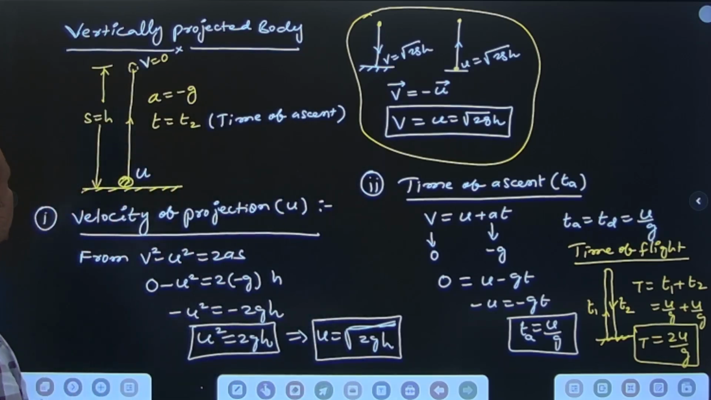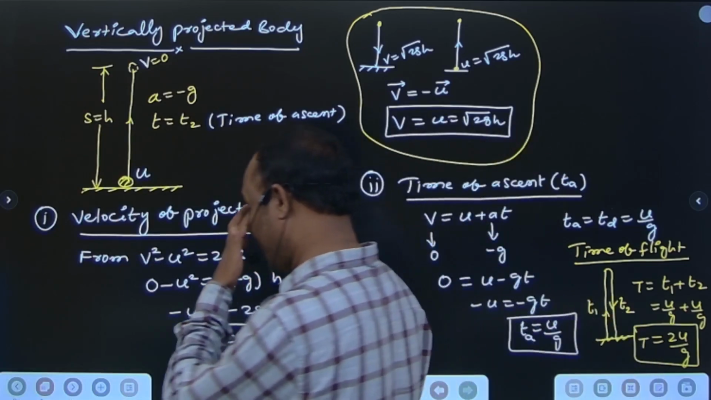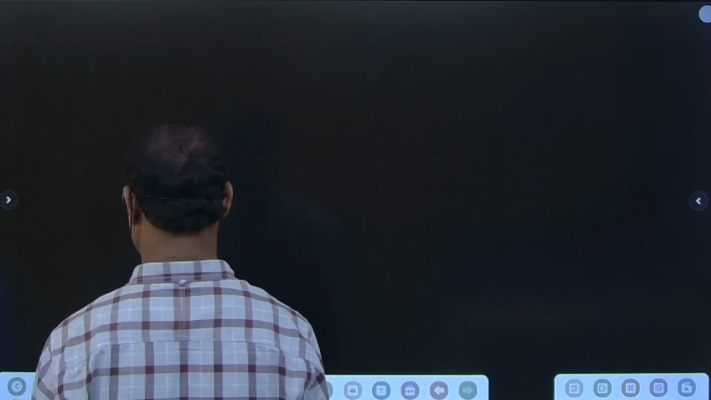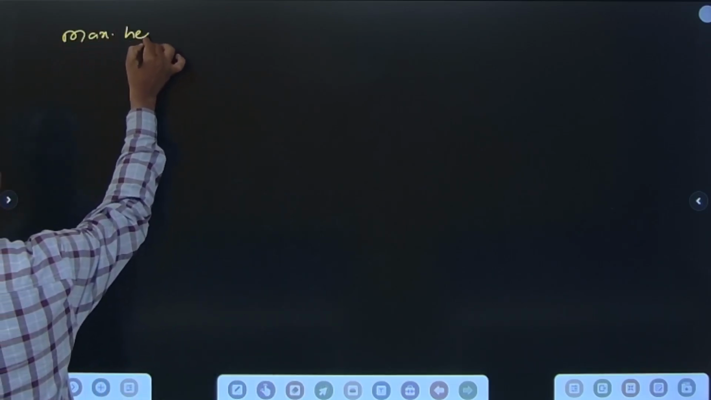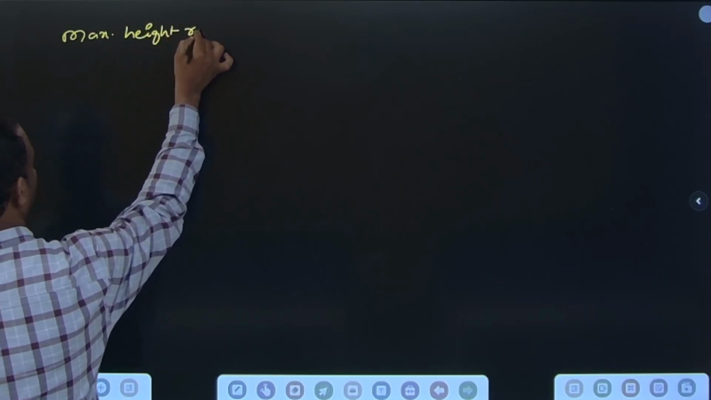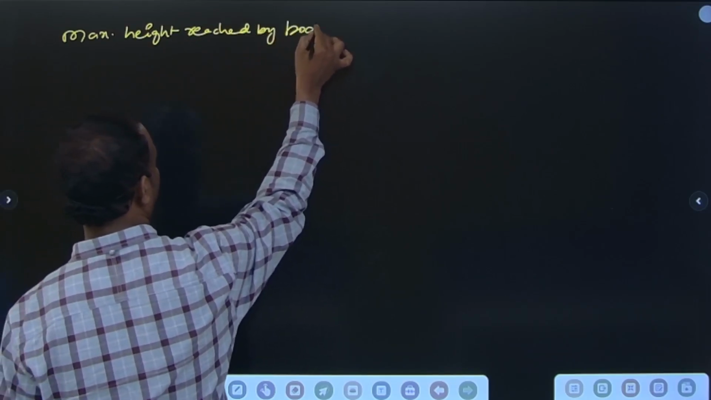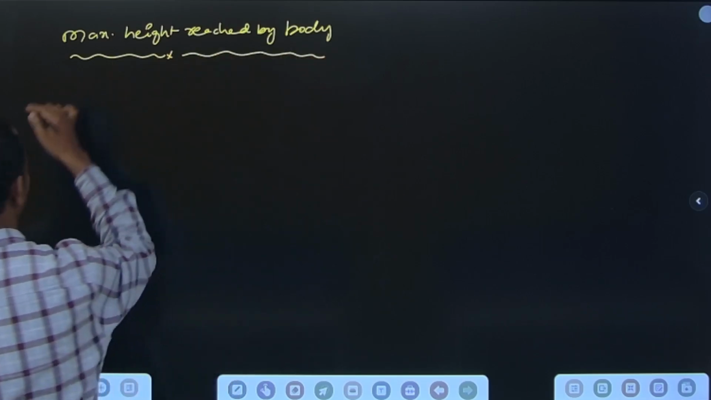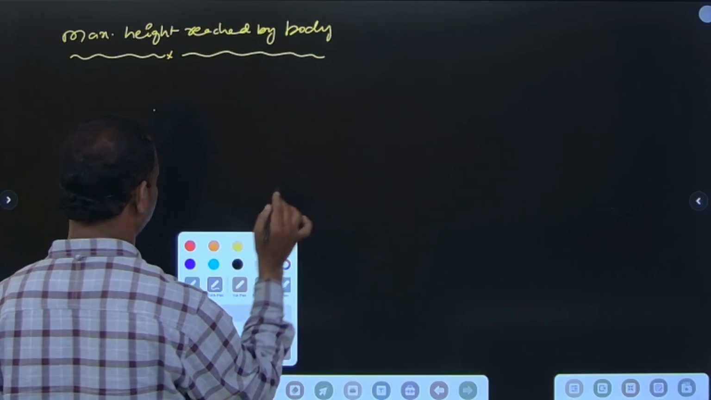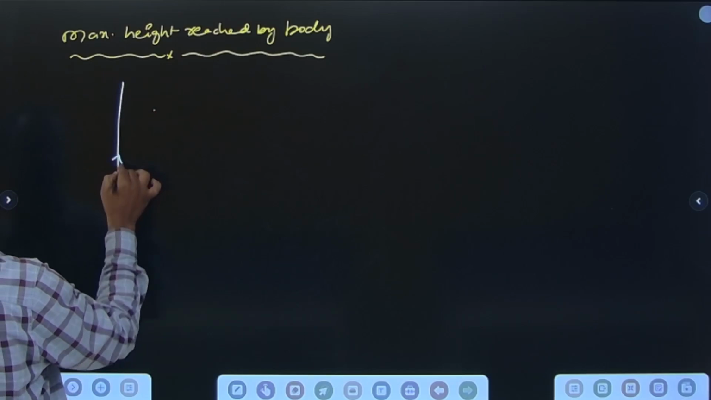So this was about the time taken to reach the highest point. The third one is about the maximum height reached by the body. Maximum height reached by the body means maximum vertical displacement. So in this case, the body is projected.